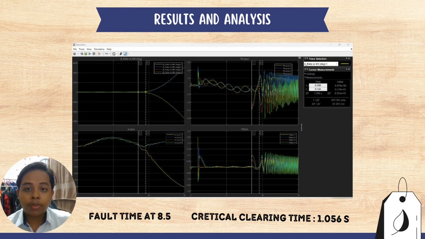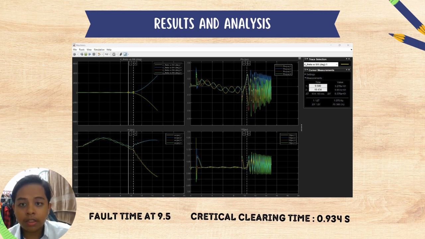Then, this graph shows that with the fault time set to 8.5 seconds, the critical time is 1.056. The critical clearing time is the amount of time required to resolve an issue in the power system so that it remains stable and functions properly. This graph revealed that it stabilized after 9.6 seconds and has an angle of 26.04 degrees.